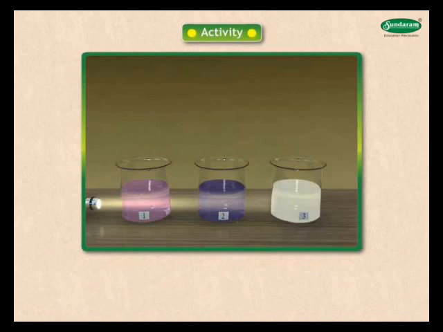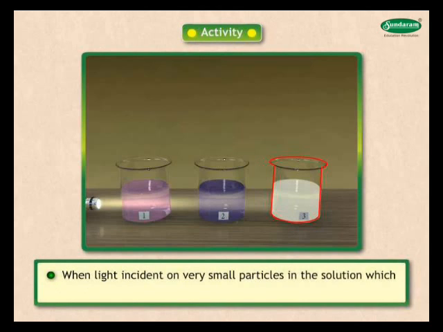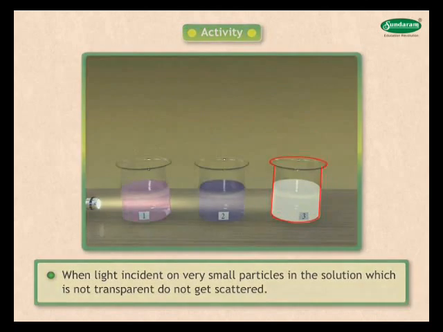In which beaker is the path of the beam of light not visible? Why? The path of the beam of light is not visible in beaker 3 because when light is incident on very small particles in the solution which is not transparent, it does not get scattered.